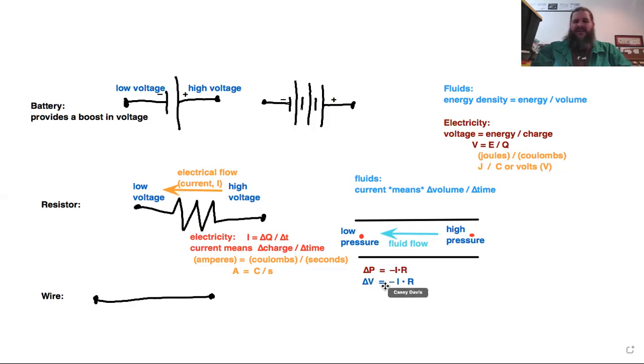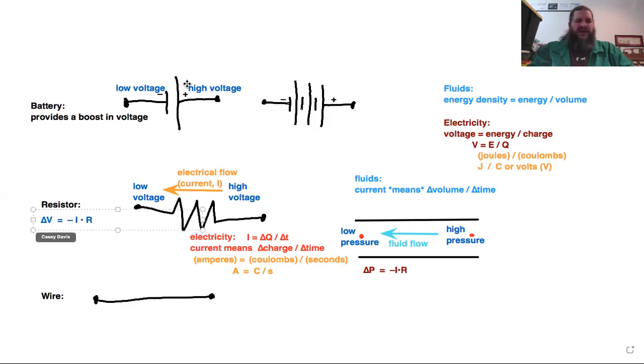That's essentially the same structure as this simplified Bernoulli equation for a pipe with resistance. The only difference is what the variables mean. Instead of current as volume per second, we're looking at electrical current as charge per second. Instead of pressure as a fluid energy density, we're looking at voltage as an electrical energy density. And instead of the fluid resistance of the pipe, we're looking at the electrical resistance of that section of whatever this material is.